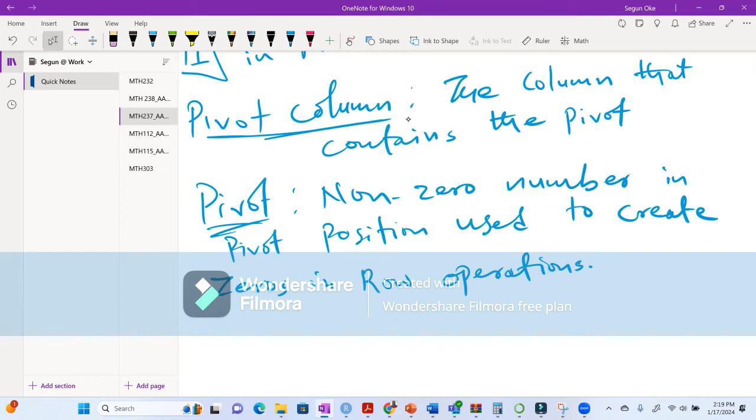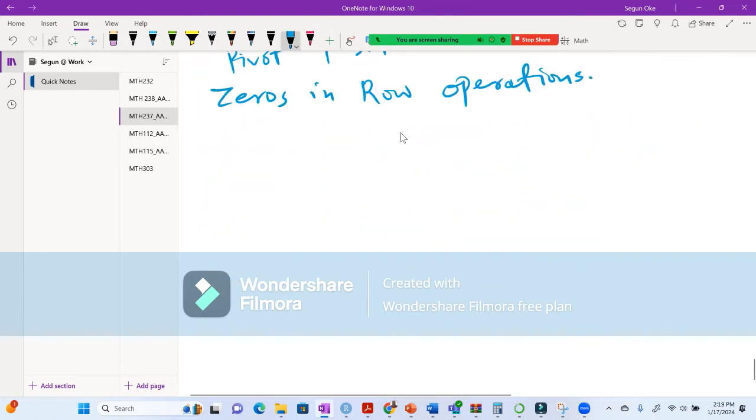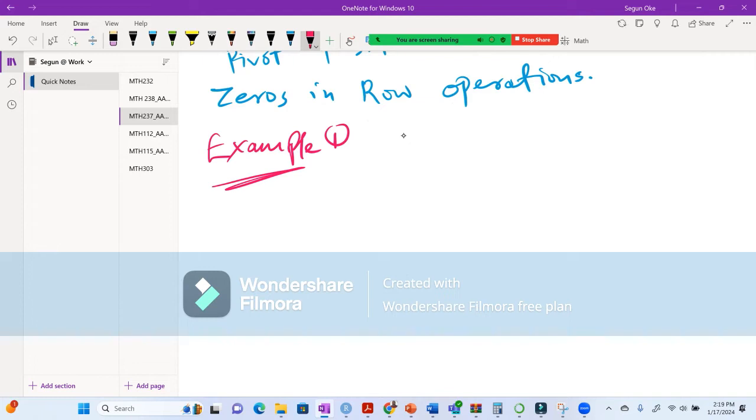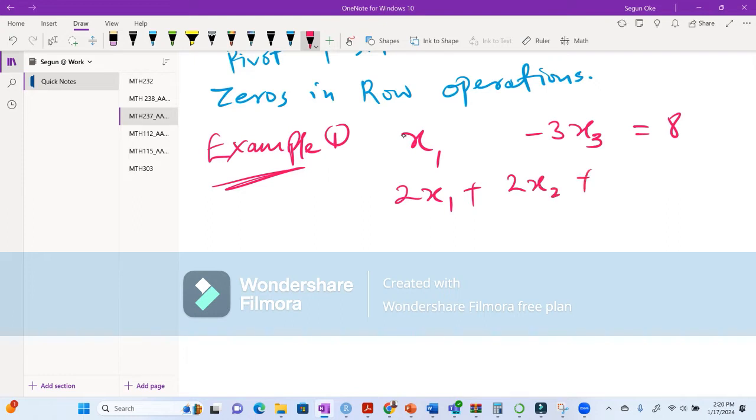But let's look at the example and see how we can make use of one or two. Then we can see the pivots, then the free variables, and so on. Let's look at the example first. So when you have x1 minus 3x3 equals 8, then x1 plus 2x2 plus 9x3 equals 7, then x2 plus 5x3 equals minus 2.